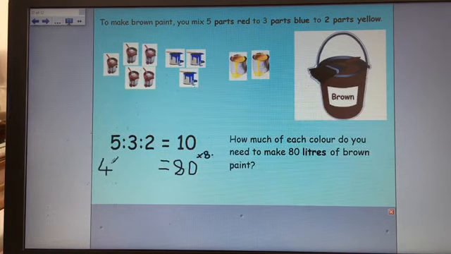So 5 times 8 makes 40, so you need 40 litres of red. 3 times 8 is 24. You'd need 24 litres of blue. And 2 times 8 is 16. You'd need 16 litres of yellow.